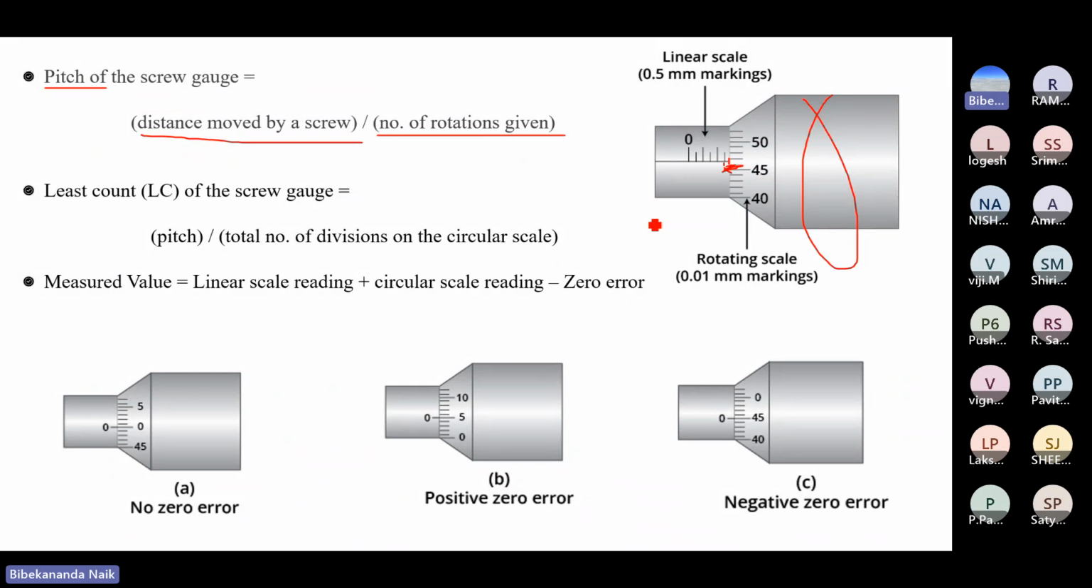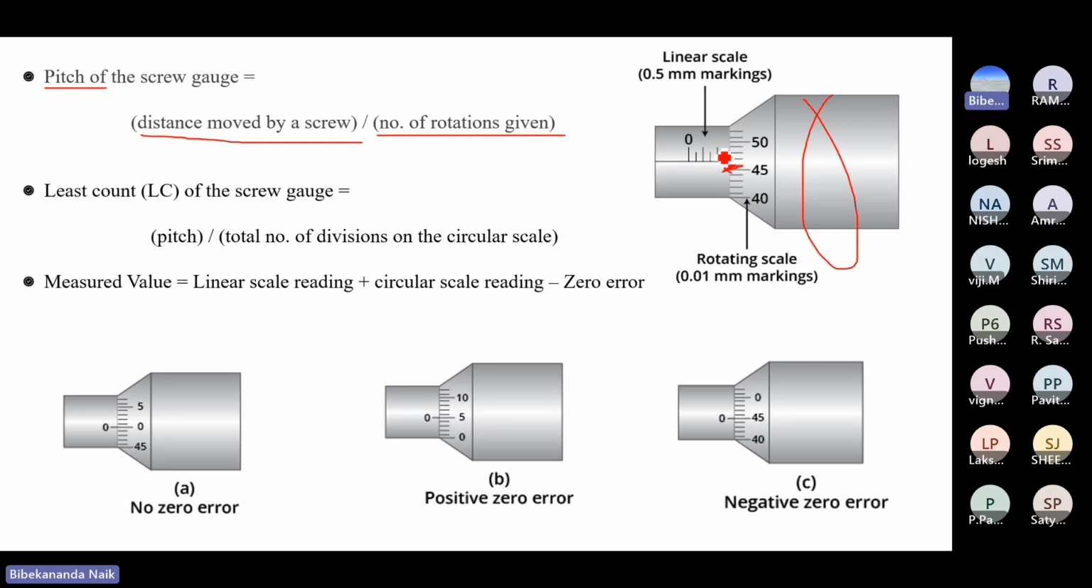So with the help of the pitch, we can calculate the least count. Since there are a large number of divisions in the circular scale, when we divide the pitch by the number of divisions of the circular scale, we get the least count of the screw gauge. And what is the measured value? The measurement value will be the linear scale reading plus the circular scale reading, minus the zero error.